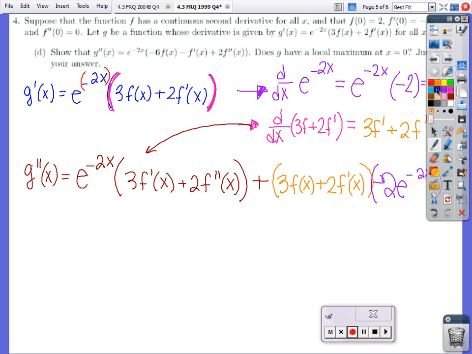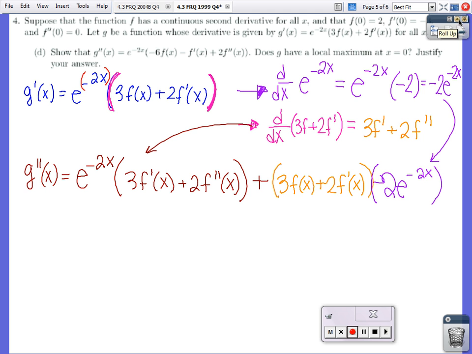We're going to end up with, let's see, g double prime of x is equal to... You want to stay away from trying to multiply everything out. You want to see if there's common factors because of the fact that this is such a long derivative. You'll notice that both terms have e to the negative 2x. So I'm going to actually factor that out.